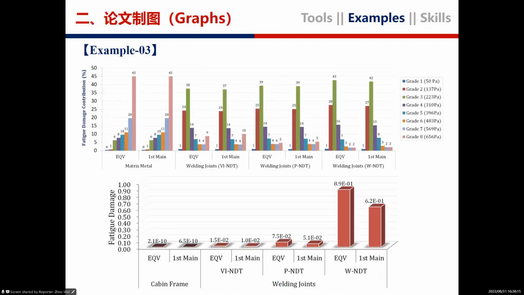Here, rainflow counting and the damage accumulation rule on aerodynamic load spectra, the 8-grade damage contribution and total damage in equivalent, and the first main stress for the cabin frame and welding joints are given in terms of bar plots, 2-dimensional and 3-dimensional bar plots with value labels above, via the tool Excel or MATLAB. But here, Excel is more recommended because it is easier to adjust the labels and the title format.